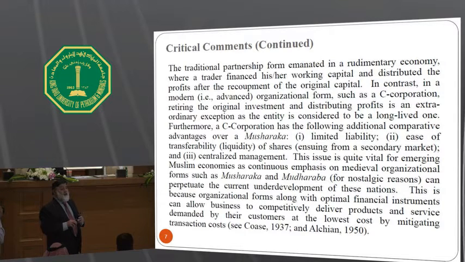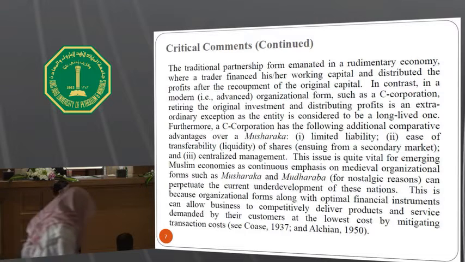One is limited liability. Second is ease of transferability, liquidity of shares ensuing from a secondary market. And the third issue is centralized management. This issue is quite vital for emerging Muslim economies, as the continuous emphasis on medieval organizational forms such as musharaka and mudaraba for nostalgic reasons can perpetuate the current underdevelopment of these nations.